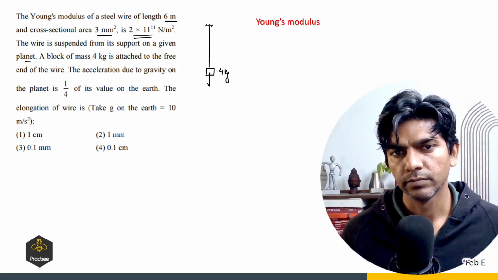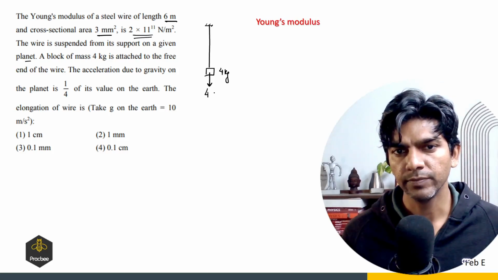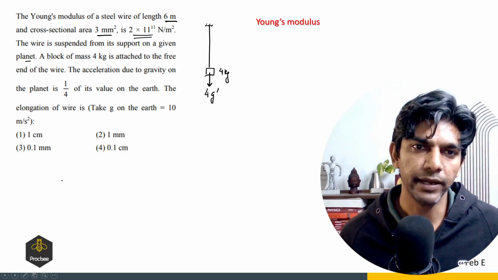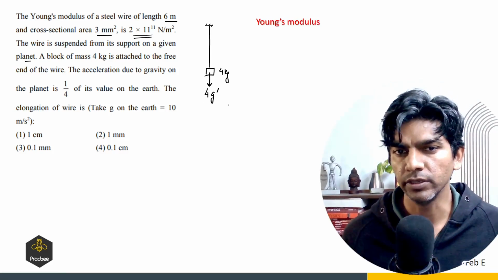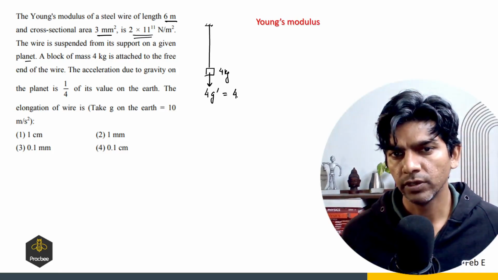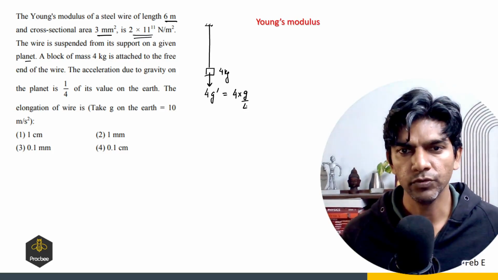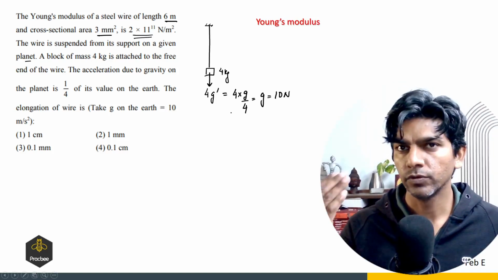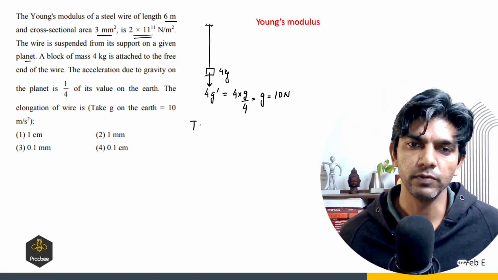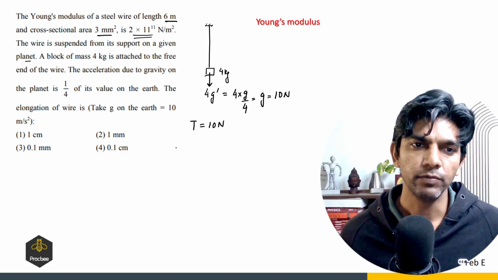So here the weight will be 4 times the value of g at that planet, which is 1/4 of the value on the earth. So this will be 4 times g by 4. So that will be g, and g is 10, right? So 10 Newton force is acting in this case. So the tension will be 10 Newton. And we have to find the elongation.